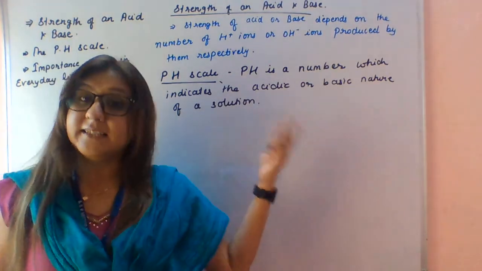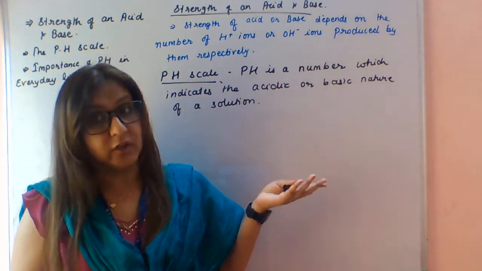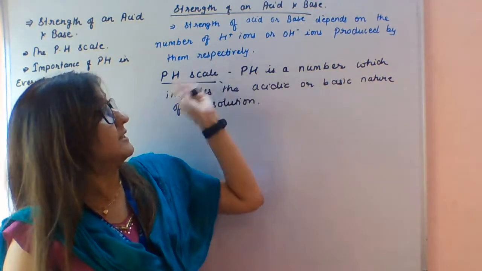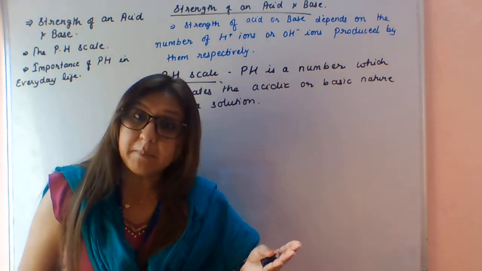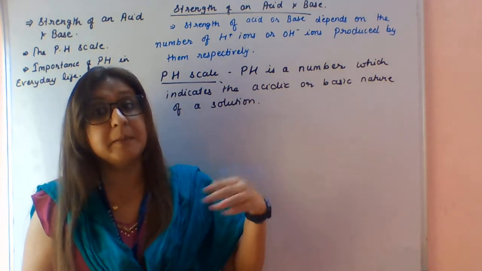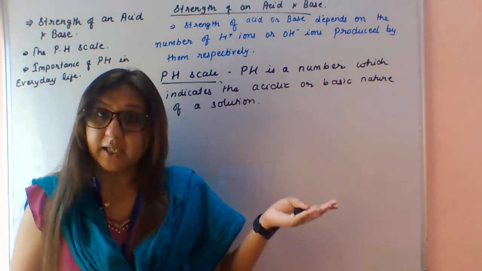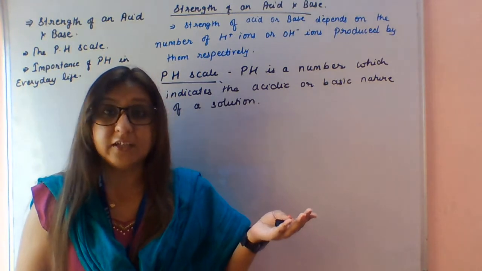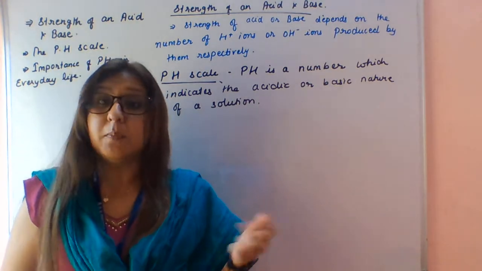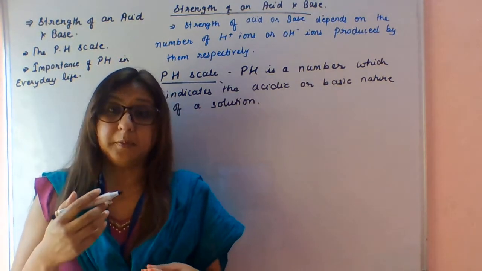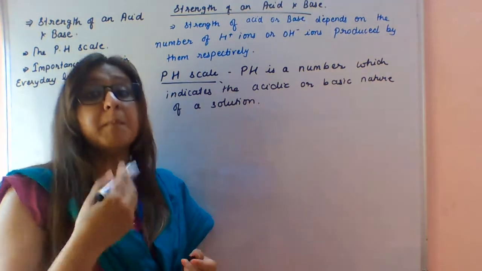We know acids release H+ ions whereas bases release OH- ions. So the strength of acid and base depends upon the number of H+ ions. The more H+ ions, the more acidic the substance will be. The more OH- ions the substance releases, the more basic it will be. So more H+ ions, the substance will be more acidic.